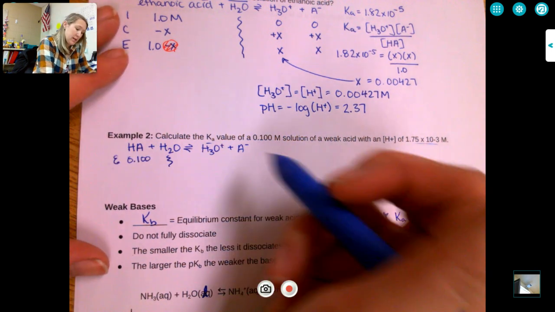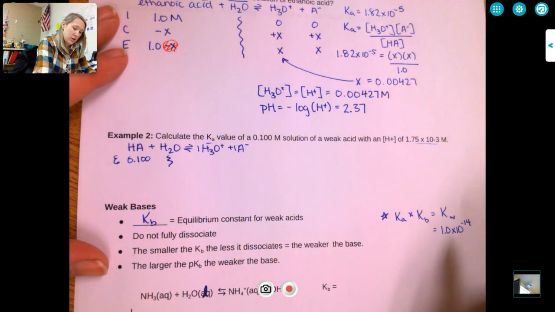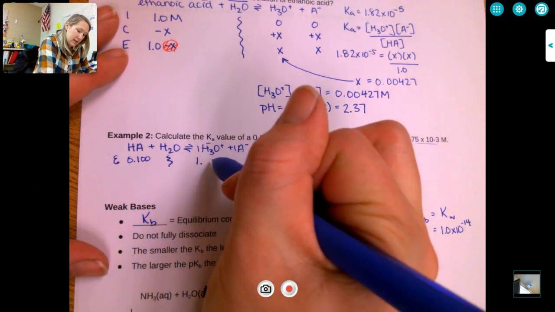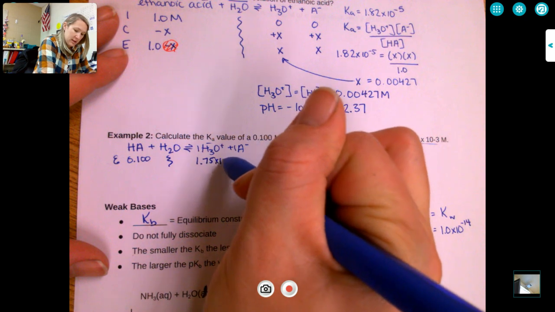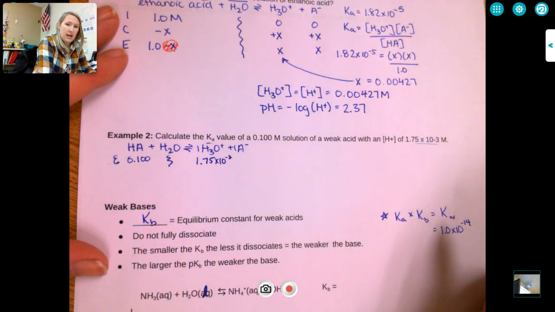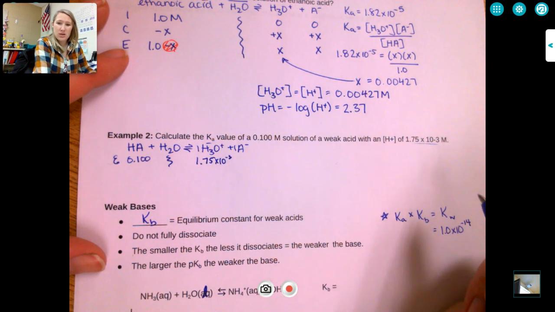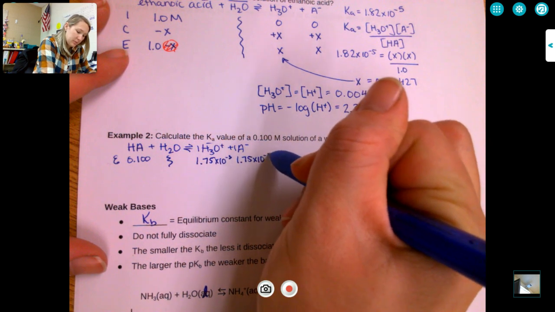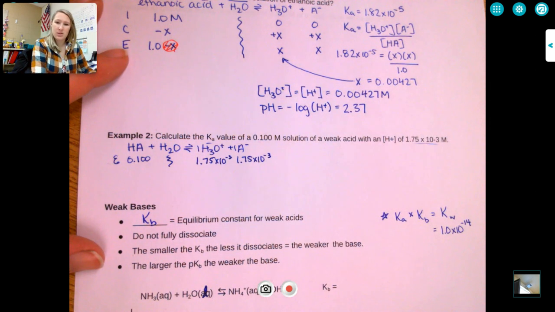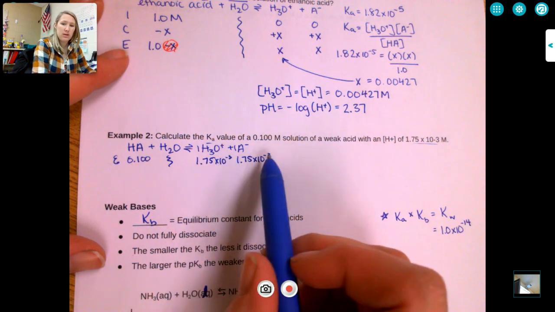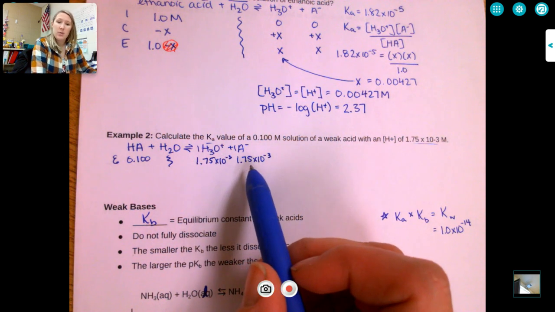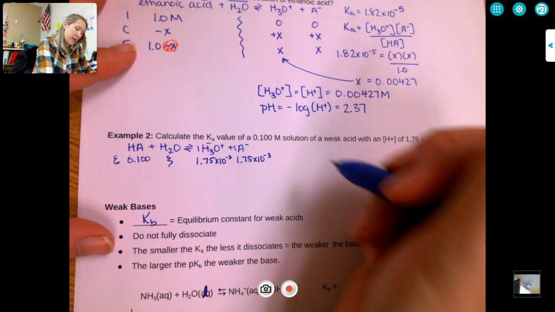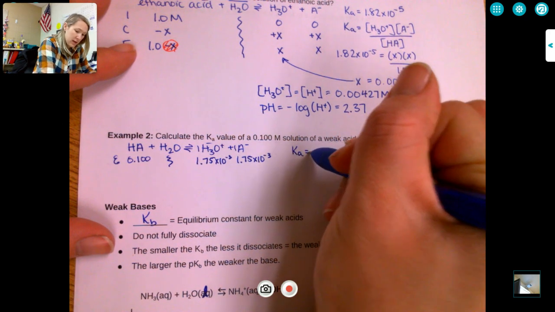Haven't been told otherwise, so these have a 1-to-1 ratio. That means that if I have 1.75 times 10 to the negative 3 molar hydronium ion concentration, or hydrogen ion concentration, that's also the same as my concentration of my anion in solution, because it's a 1-to-1 ratio. The change in X is the same for both of them.